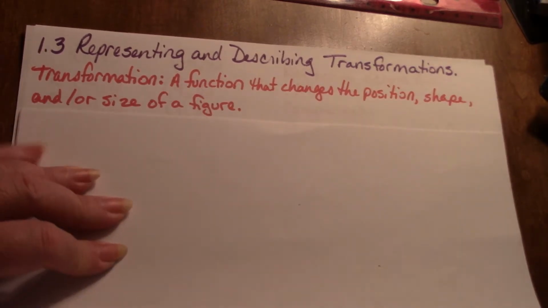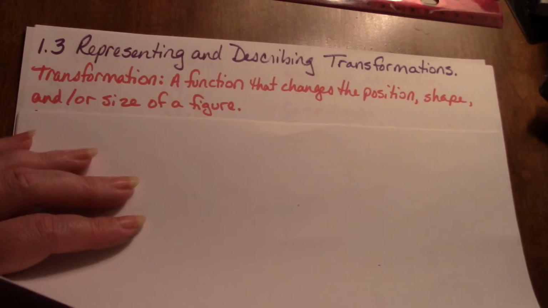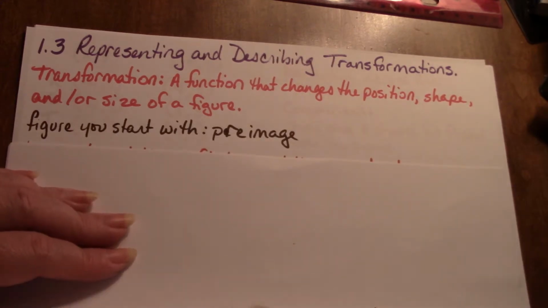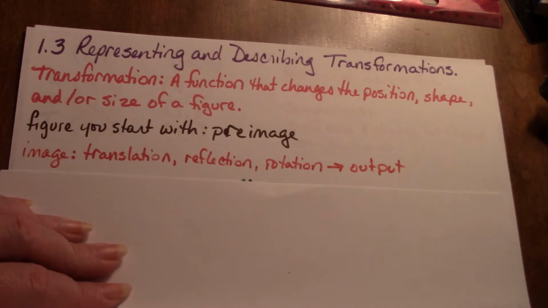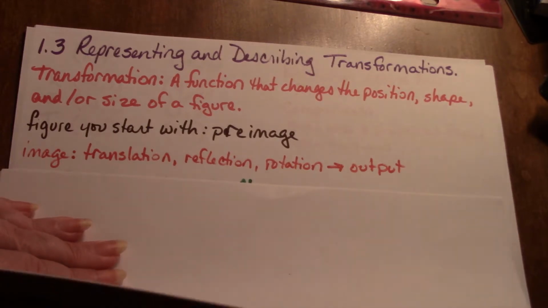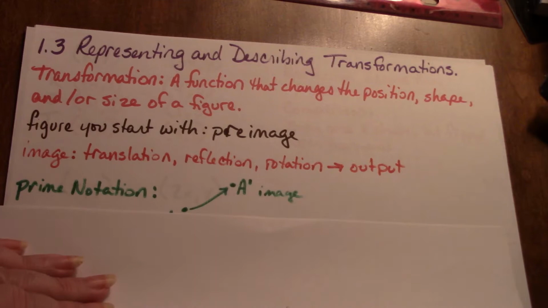A transformation is a function that changes the position, shape, and/or the size of a figure. The figure that you start with is called the pre-image, and the image is what you end up with after you've translated it, which means you've moved it around, or you reflected it over a line, or you rotated it. Whatever the output shape is called the image.